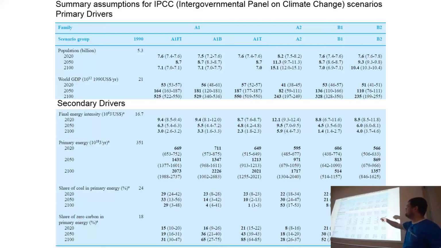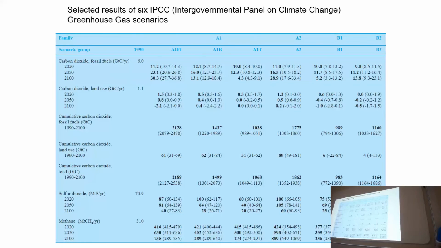And from these numbers, we can basically come up with climate forcings in terms of amounts of gases that are emitted. Yeah, I'm not going to talk about that one so much.